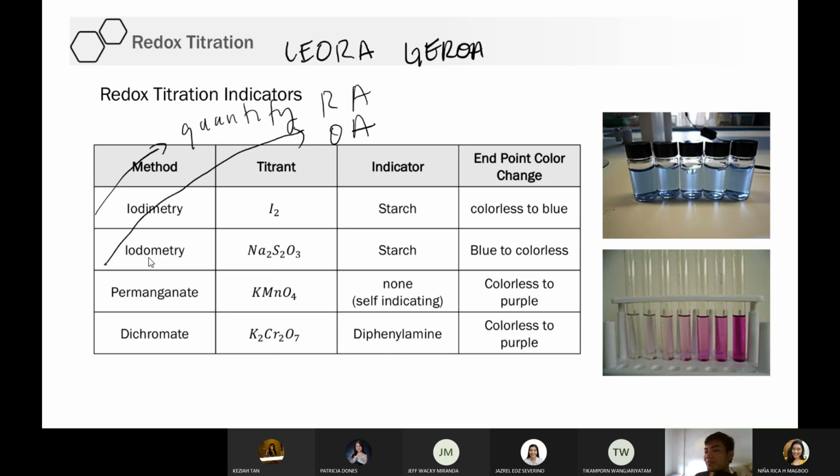For dichromate, the titrant to be used is potassium dichromate and the indicator is diphenylamine. Similar with permanganate, the color transition is from colorless to purple. By the way, dichromate is an orange colored powder. So this is colored orange.